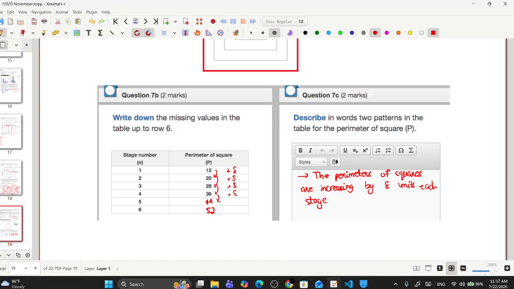The second pattern that I can talk about is the perimeters are all even numbers.